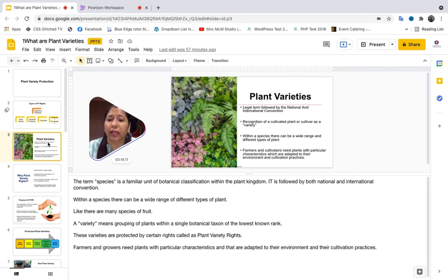Now, these plant varieties are protected by certain rights called plant variety rights. We all know that farmers or breeders need plants with particular characteristics, and plants which are adapted to the special qualities of the environment. So, these plant varieties are further protected for their own benefit.